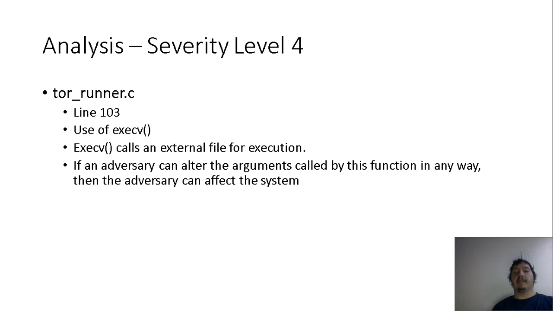And in tor_runner.c, this is the last of my level 4s. We have the execv function, which calls an external file for execution. If any argument to this function can be altered in any way, then the adversary gains control of the system. That's just how it is.